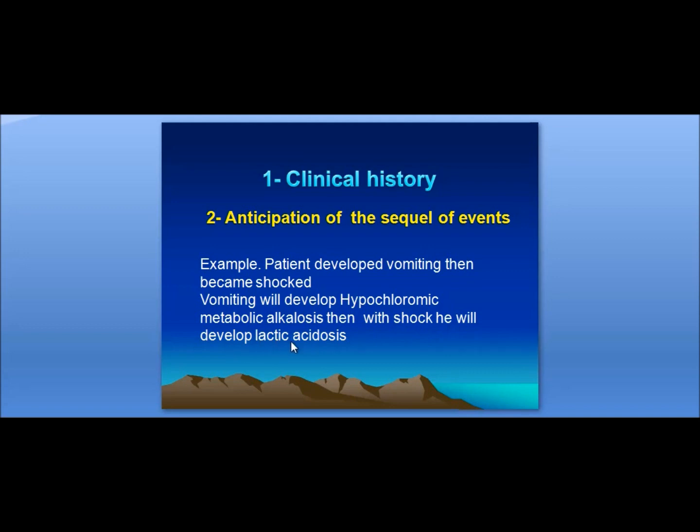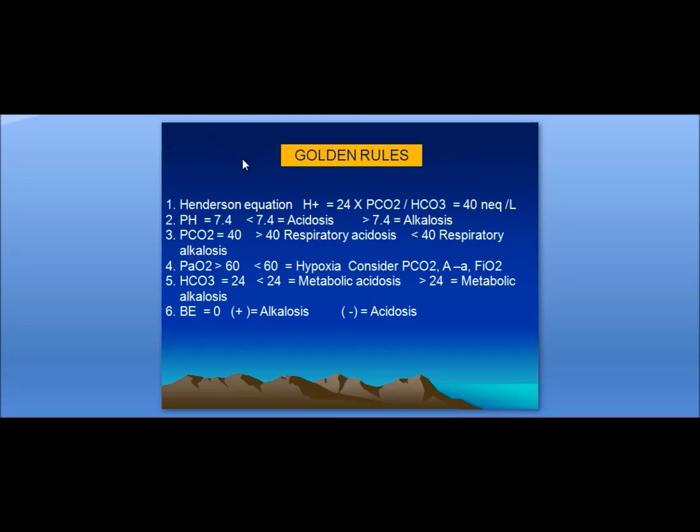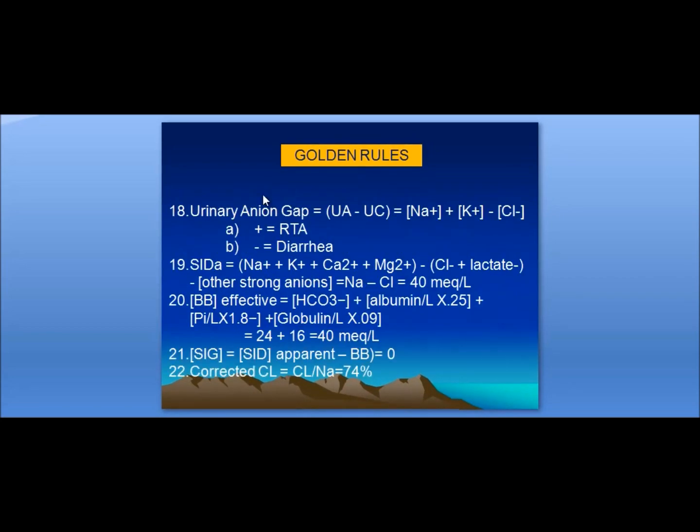Lab investigations: you should study sodium, chloride, potassium, BUN, serum creatinine, random blood sugar, ketone bodies, and serum lactate. Then come to the ABG chart to study it, to see the values. For the calculated items, don't forget these formulas, these equations. I collected them in the form of a golden rule in these 4 slides. You should know them by heart.